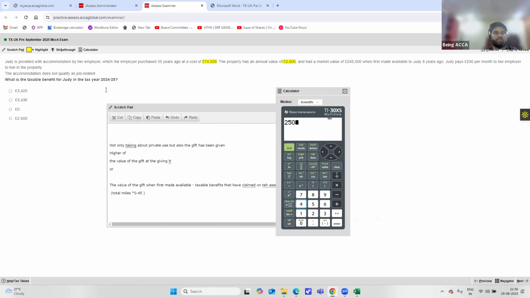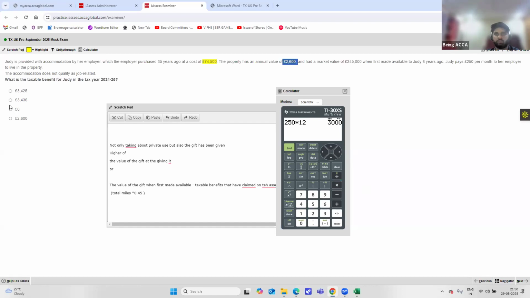250 per month to her employer. The accommodation does not qualify as job related. So because it does not qualify as job related, it will give rise to some taxable benefit. But if you look at it over here, 250 into 12, the amount that Judy is paying comes up to 3,000 pounds, while the property's annual value is only 2,600. If you pay more than the annual value of it, then the taxable benefit will be zero.